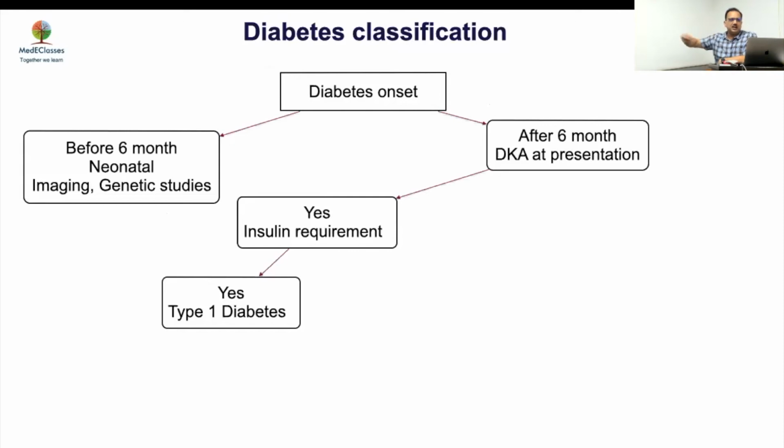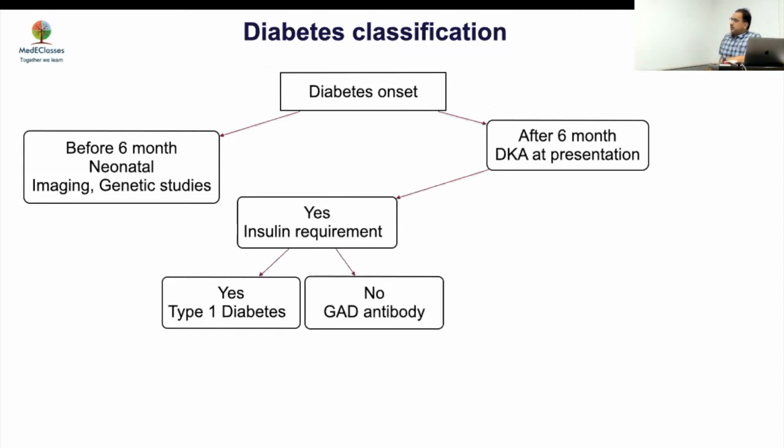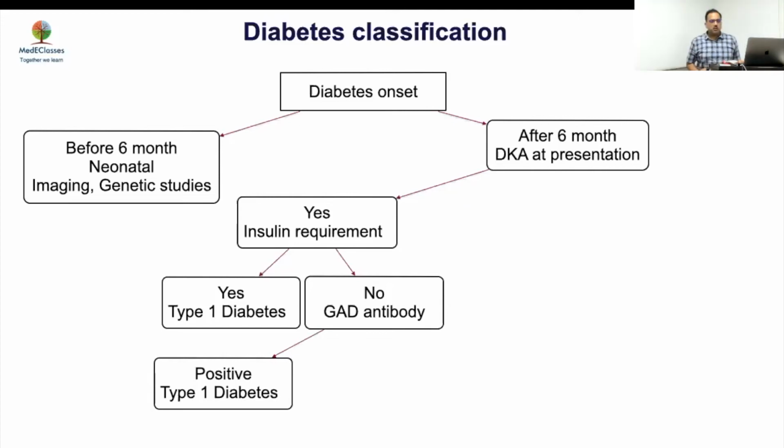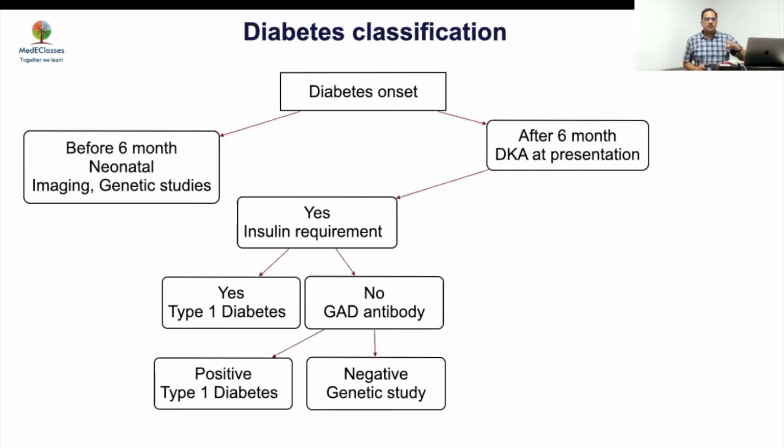Don't do any GAD antibody, no C-peptide, nothing required. If DKA was there, but insulin requirement is not there now, like our first case which I presented, do not rush to label it as type 2. Do a GAD antibody. If the GAD antibody is positive, it is still type 1 or immune diabetes. If it is negative, think of a genetic study in that setting.